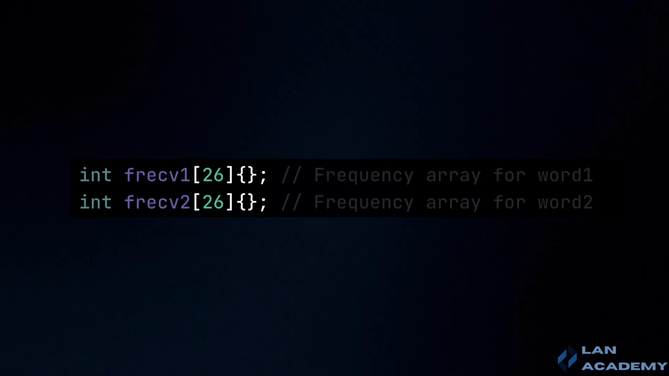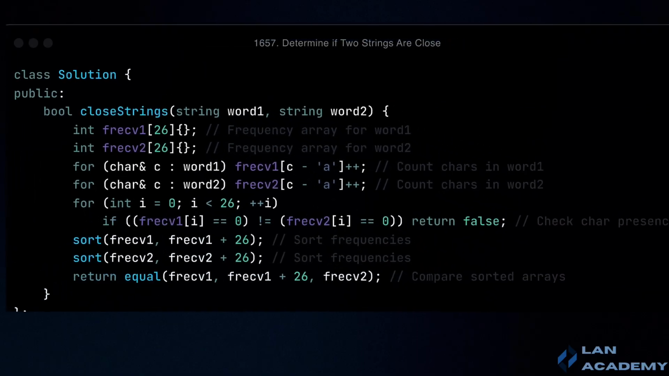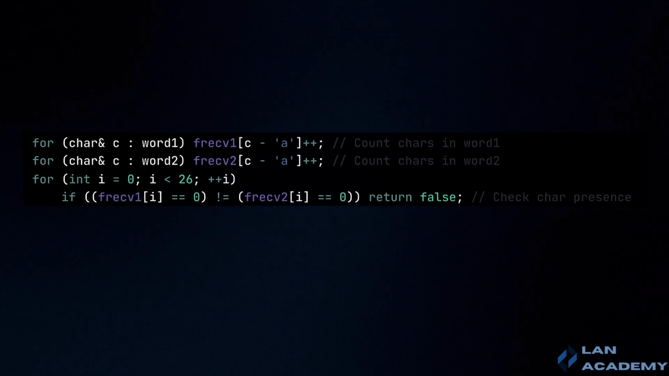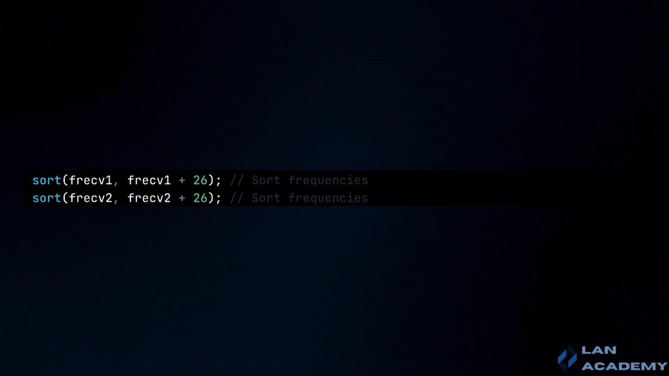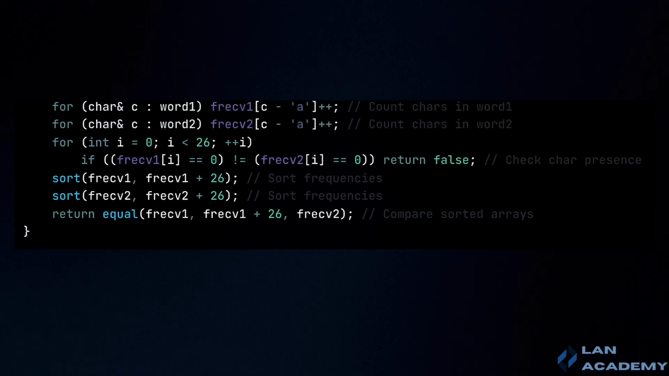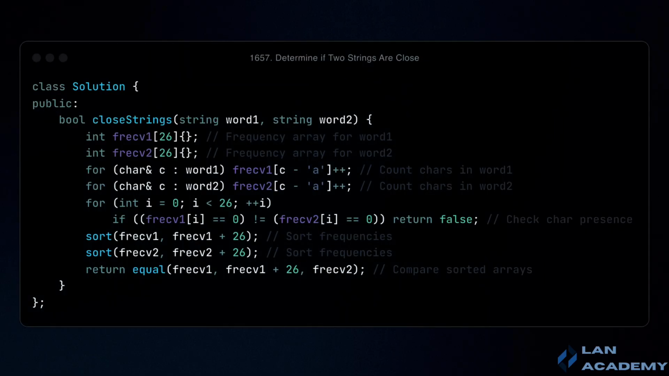If I were to describe the steps needed to solve this algorithm, I would first start by initializing the arrays that will count the number of appearances of each character in the initial words. Then I would count the frequencies of characters in word 1 and do the same for word 2. Next, I would check the presence of characters and sort and compare the frequency arrays. Finally, I would return my answer based on the comparison of the two arrays.